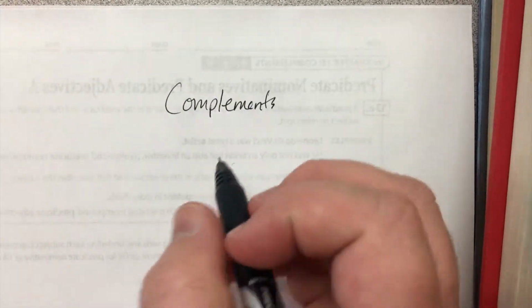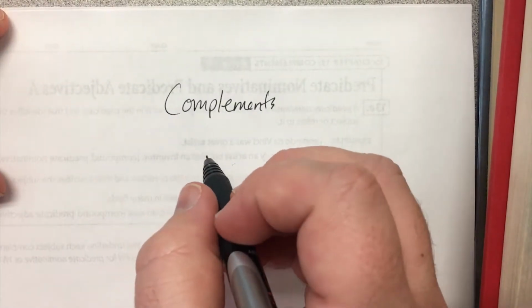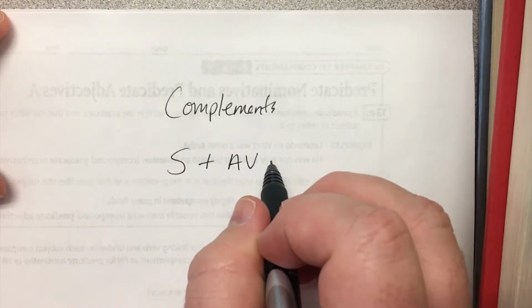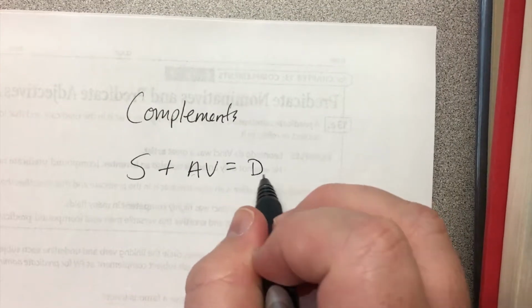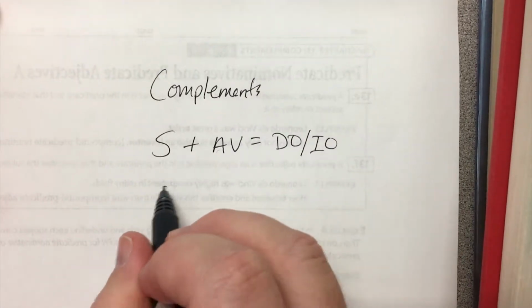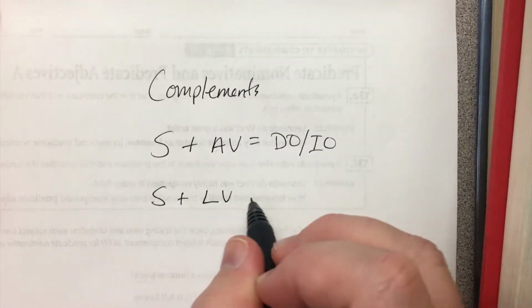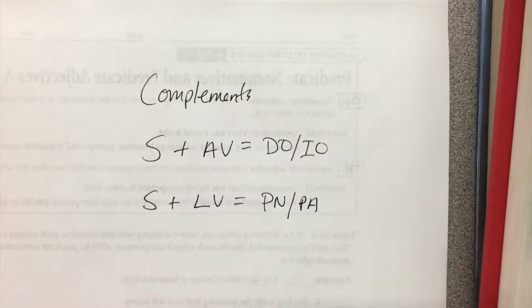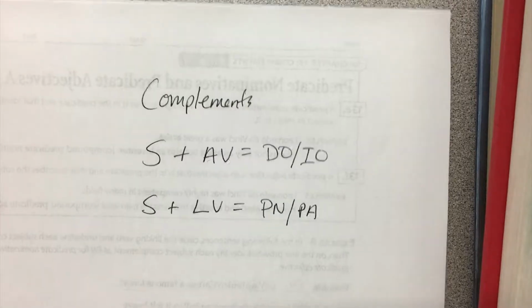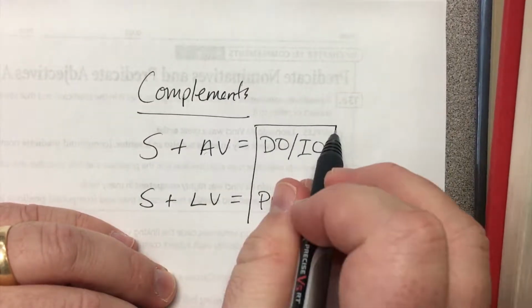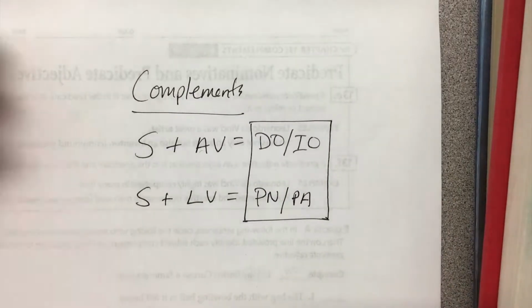And there's two basic formulas that I like to use for complements. What we say here is subject plus action verb equals the direct object or indirect object. Subject plus linking verb equals a predicate nominative or predicate adjective. All right, so on these, your 4 complements are these over here.